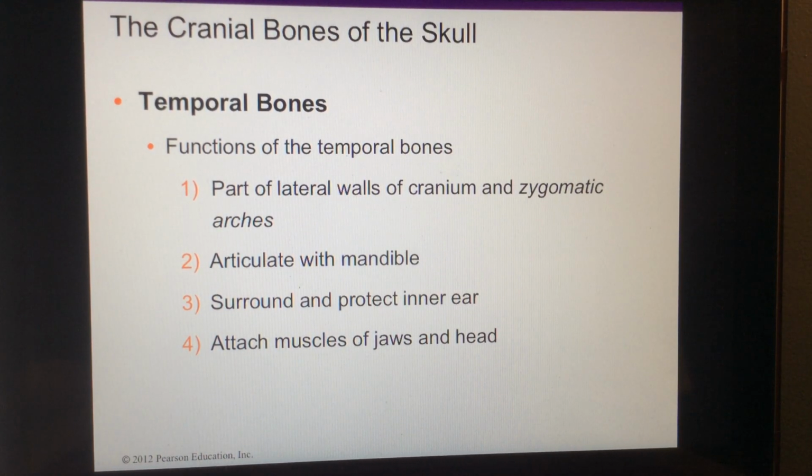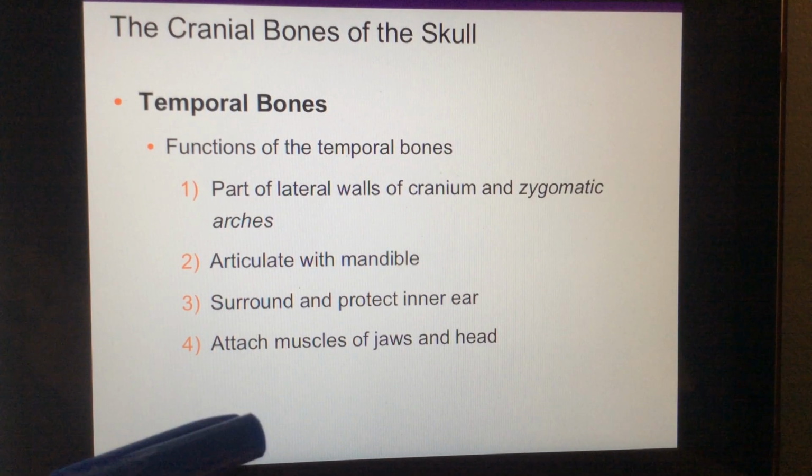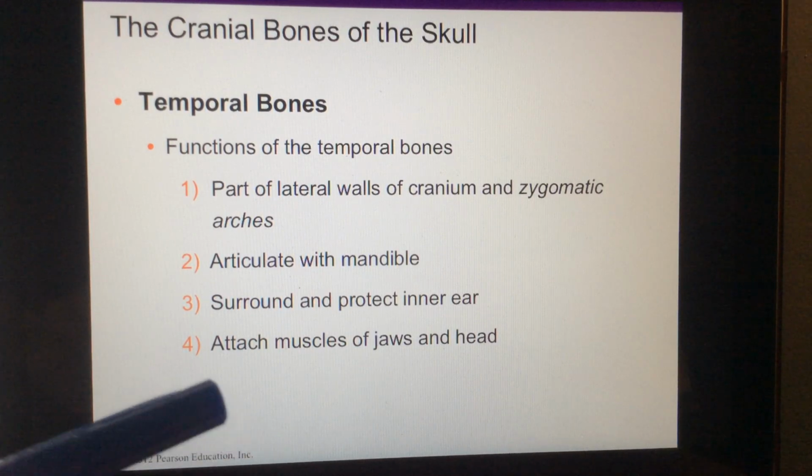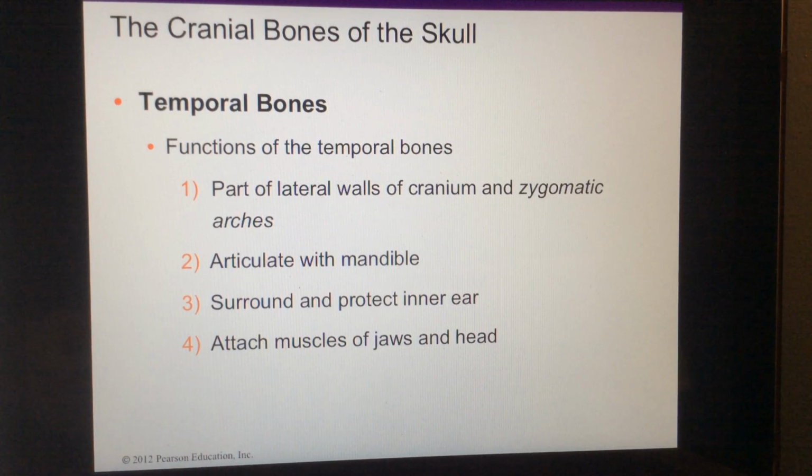Fantastic, we're getting through it. Temporal bones. Again, temporal bones are going to be the lateral walls of the cranium and the zygomatic arches, a part of the cheekbones. It's the only articulation with the mandible. It surrounds and protects the sense organs of the inner ear, and it attaches the muscles of the jaw to close them and to move the head.